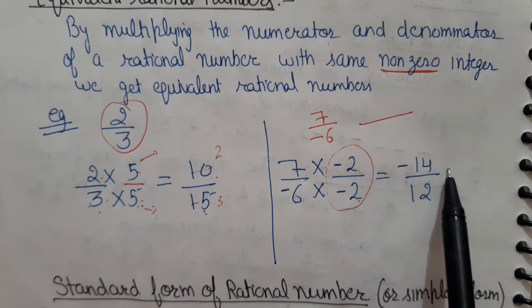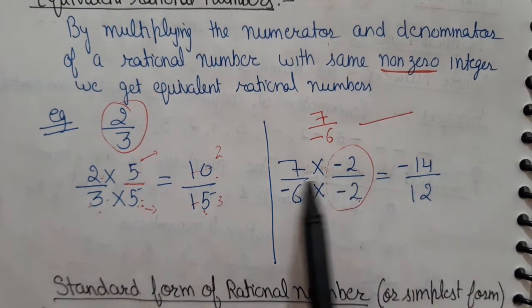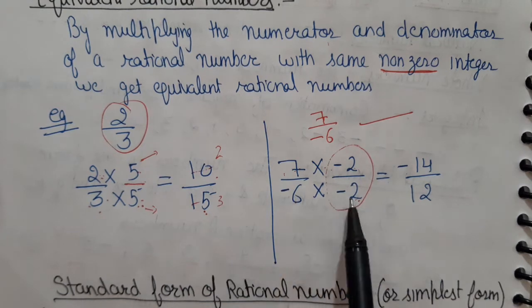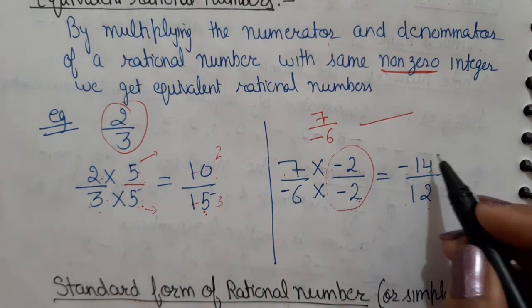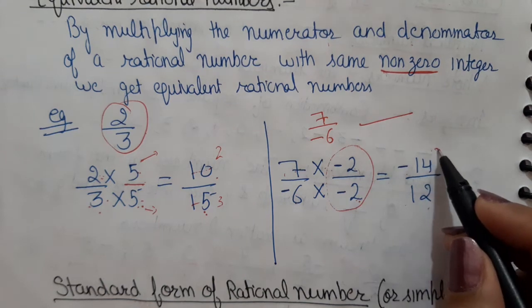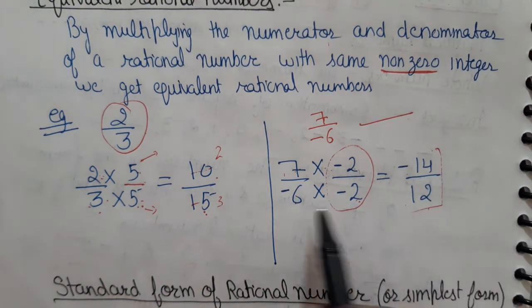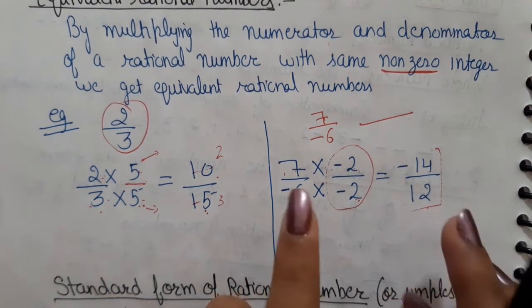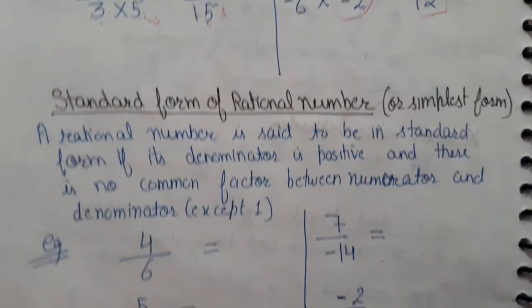7 times minus 2 is minus 14, and minus 6 times minus 2 is 12, since minus times minus is plus in multiplication. You have already studied it in integers, so it is minus 14 upon 12. So these are equivalent rational numbers. Now let's move to next.